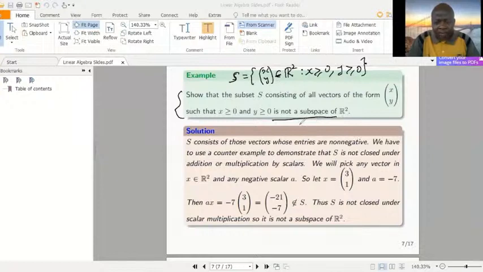I want to choose a vector in R2. Let me choose 1, 2. Is it in S? Let me see. 1 is greater than 0, that is okay. And 2 is also greater than 0, that is okay. So this one is in S. Now, we are not told how to choose the scalars. We are just told to choose any scalar. So the scalar that I want to choose is negative 2. Let me get the product of this scalar and x. This time that will be negative 2, and this time that will be negative 4.